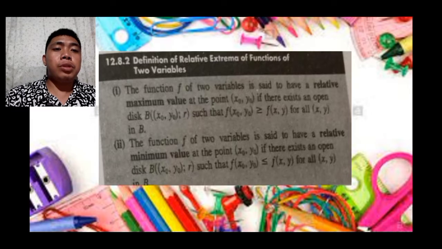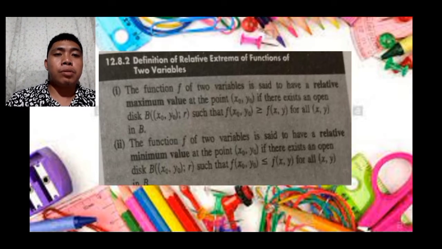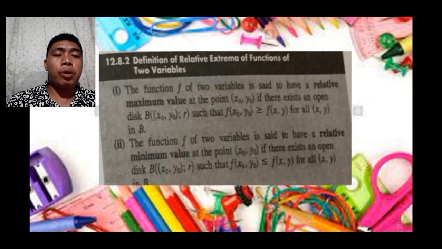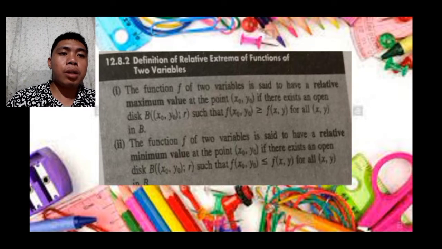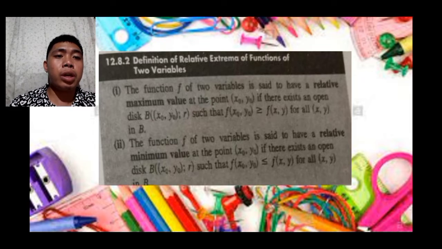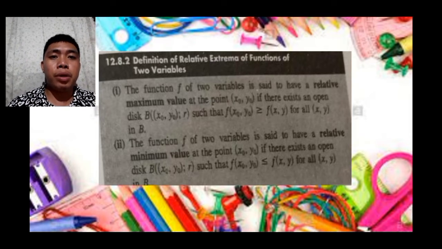12.8.2, definitions of relative extrema of functions of two variables. First, the function f of two variables is said to have a relative maximum value at the point (x sub 0, y sub 0) if there exists an open disk B of (x sub 0, y sub 0) such that f of x sub 0, y sub 0 is greater than or equal to f of x, y for all (x, y) in B.